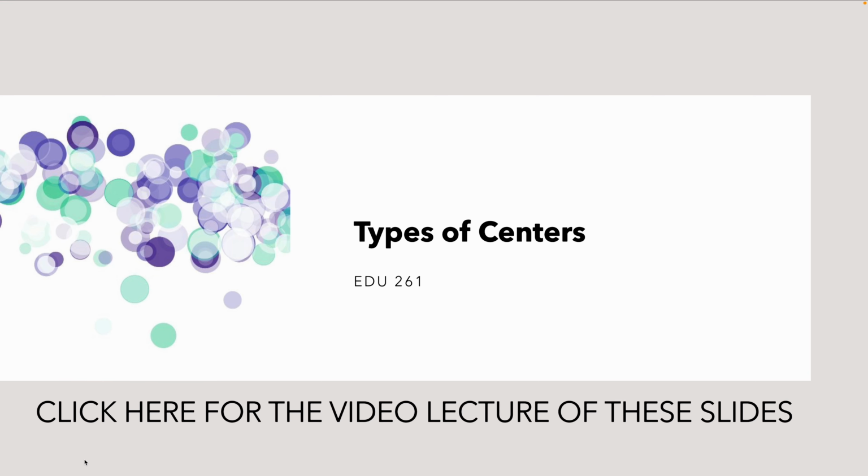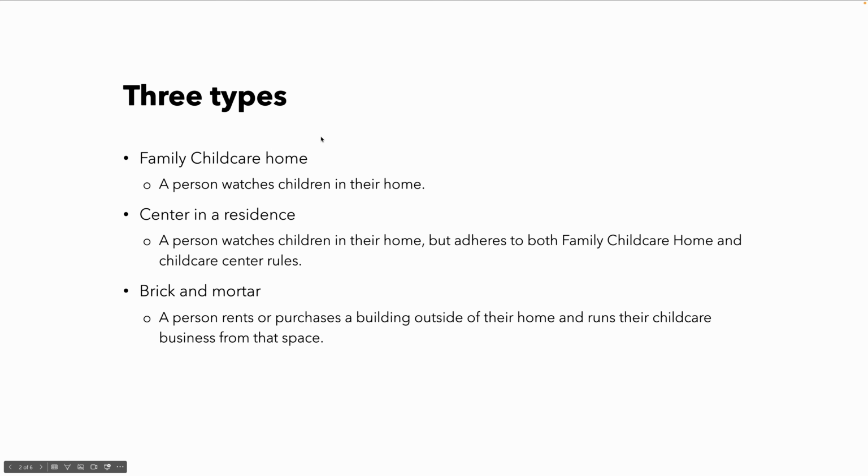So let's talk about different types of centers that you could have. There are essentially three types. So you could have a family childcare home. This is where a person is watching children in their home. You can have a center in a residence, which means you can watch more children in your home, but you are adhering to both the family childcare home rules and the childcare center rules.